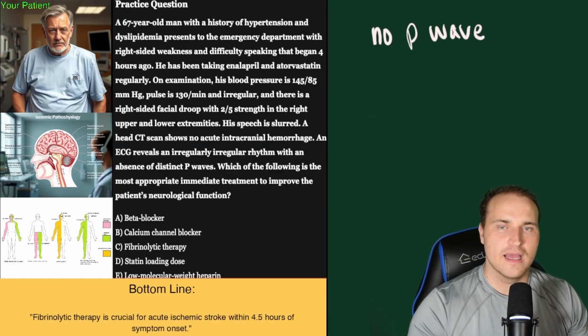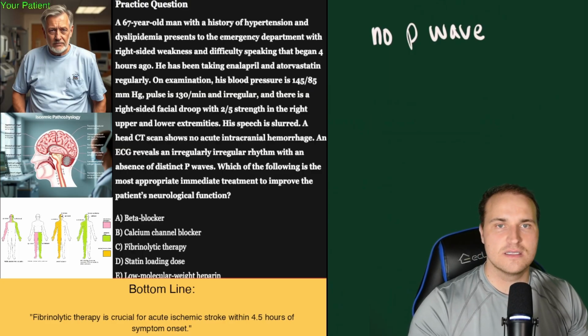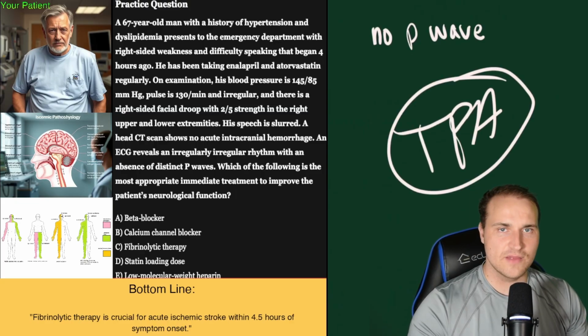His speech is slurred. A head CT scan shows no acute intracranial hemorrhage, and an ECG reveals an irregular rhythm with the absence of P waves. All right, so that is very, very generous of them to give you, because due to this, we know that it's atrial fibrillation, and it's going to be an acute embolic stroke because he has got 4 to 5 hours of symptoms with no hemorrhage on the CT, and so it meets the criteria for tPA. And that can restore the perfusion and also improve neurological outcomes.